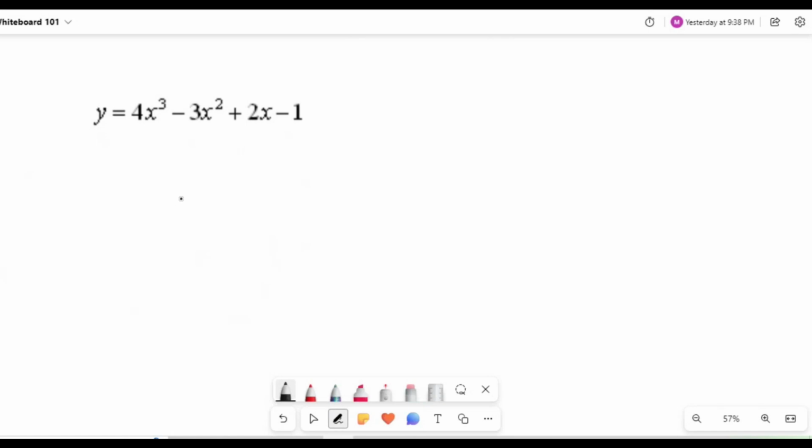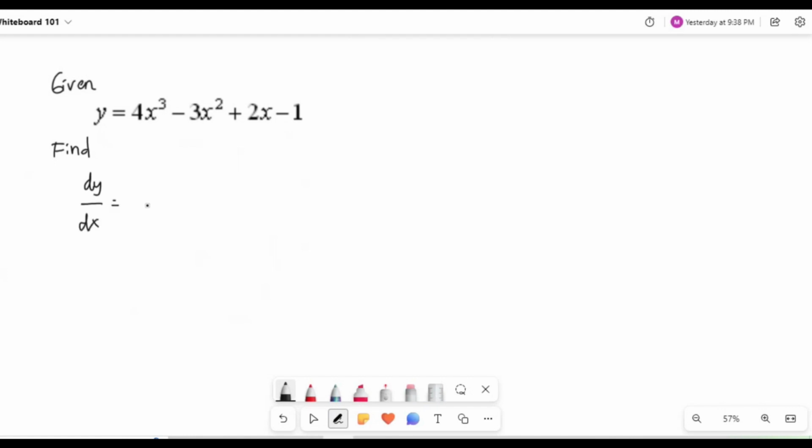Okay, now let me show you the example of basic differentiations. If I have given y equals 4x cubed minus 3x squared plus 2x minus 1, and you need to find the first differentiation, which is dy over dx.